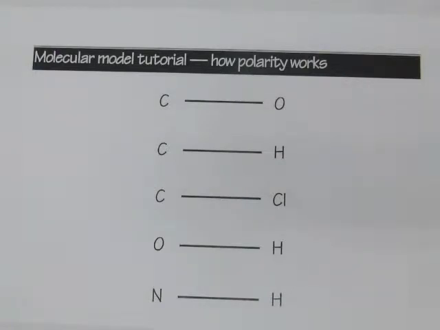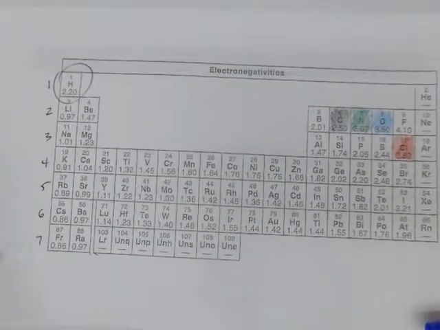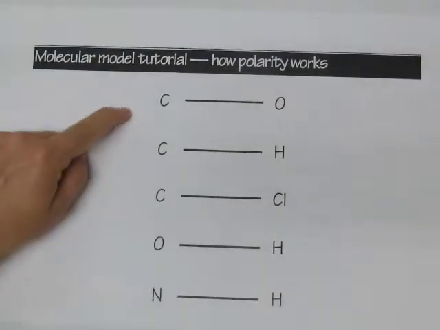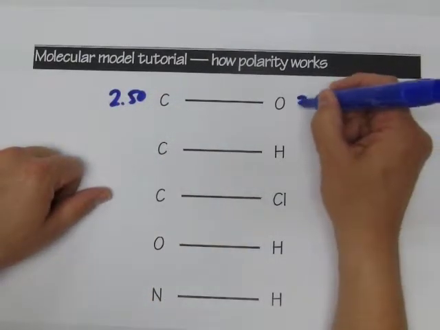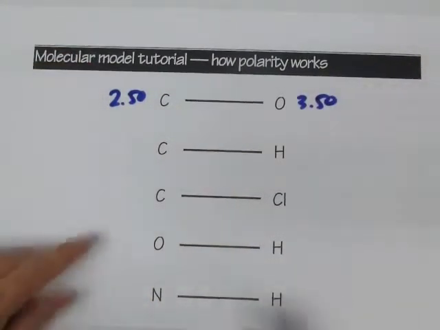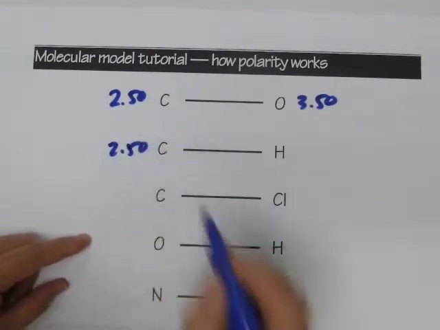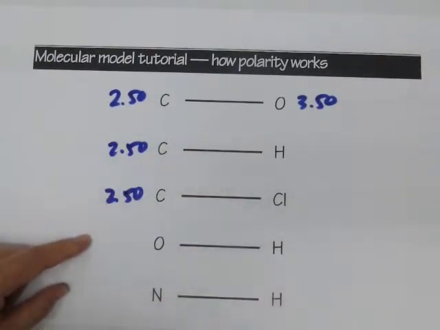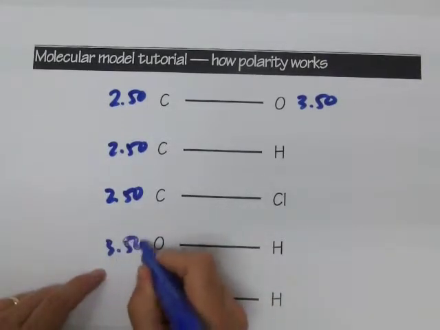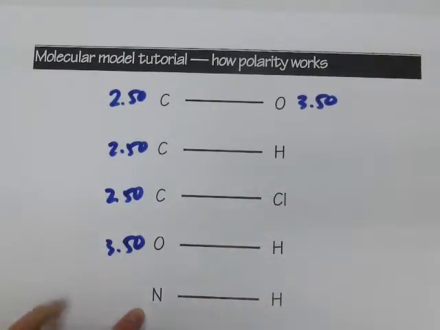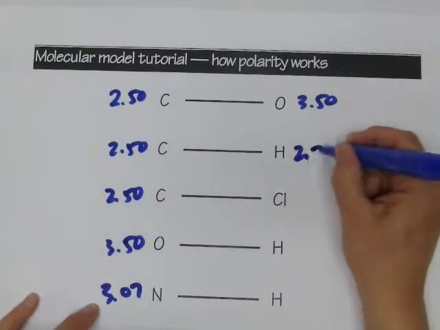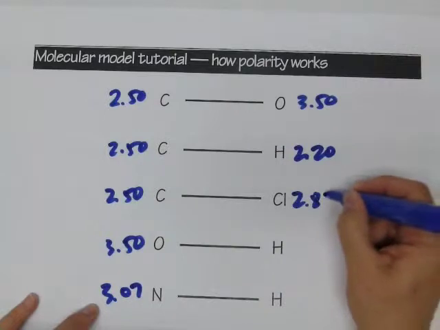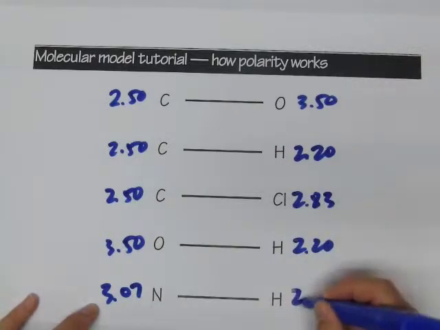I'm going to write the electronegativities of each of the elements by looking at the table of electronegativities. Carbon, for example, has an electronegativity of 2.50, and oxygen is 3.50. I'll write them in for all of the elements. Carbon 2.50, here's another carbon, and oxygen here is 3.50. Nitrogen is 3.07. Hydrogen is 2.20. Chlorine is 2.83. 2.20, 2.20.